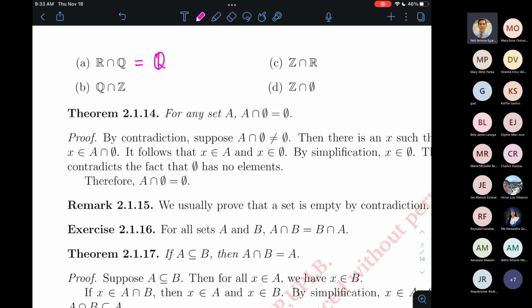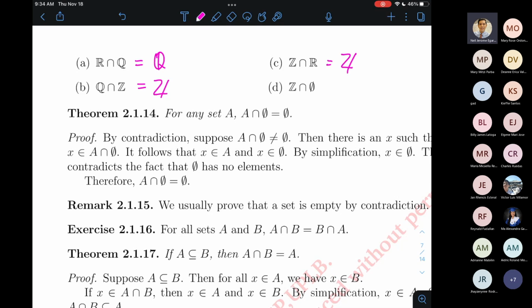How about letter B? Q intersection Z. Yes, Zaira? Sir, Z po. Okay, thank you. Yung sila yung intersection. That's right. Next, about Z intersection R. Yes, Imison? It's Z po. All right, thank you. That's right.